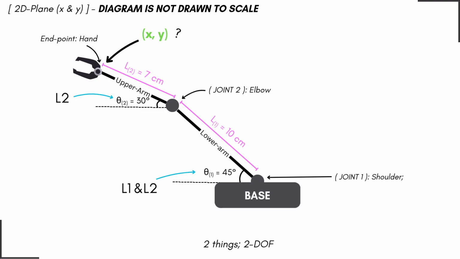These two angles, theta 1 and theta 2, are the inputs to our forward kinematics function. Since there are two independent inputs, this system is defined as having 2 degrees of freedom, or DOF.